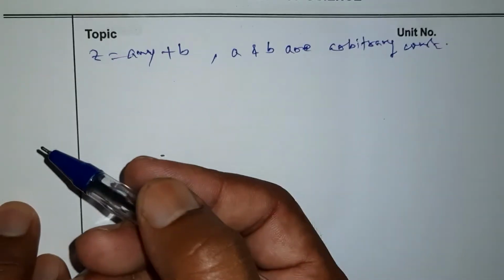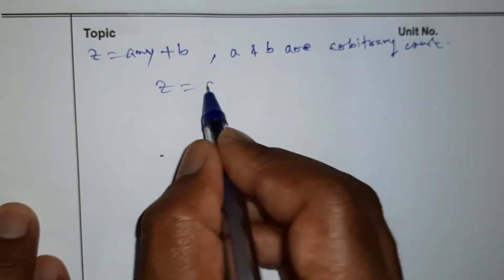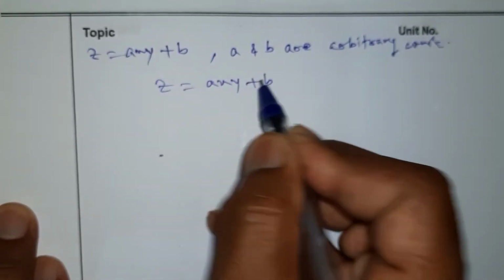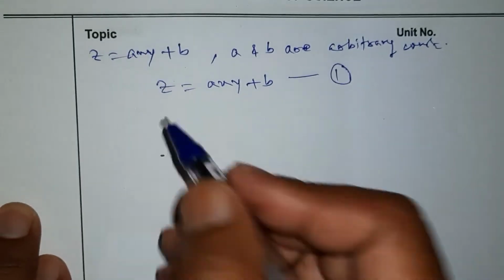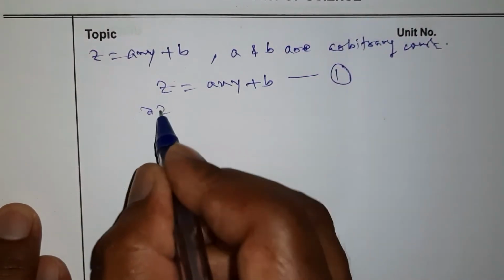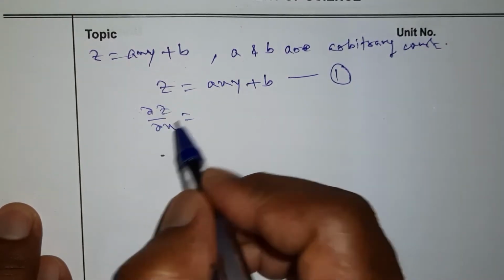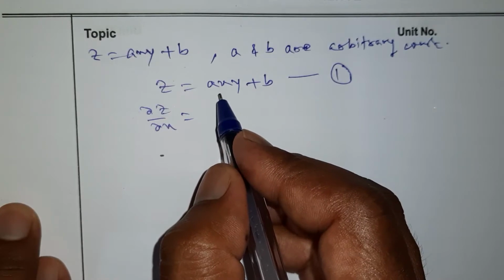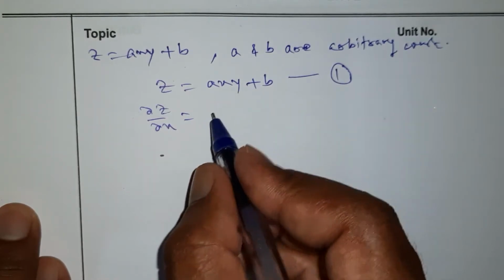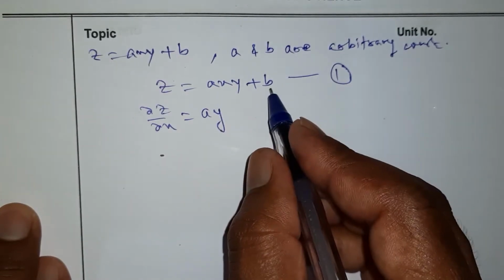As we discussed, differentiate this equation. Let z is equal to axy plus b, call this equation number 1, and take its derivative with respect to x and y partially. So here dou z by dou x is equal to, with respect to x, y is constant, so I get ay as it is. Derivative of x is 1 and derivative of b is 0.